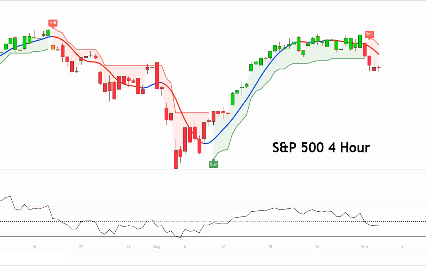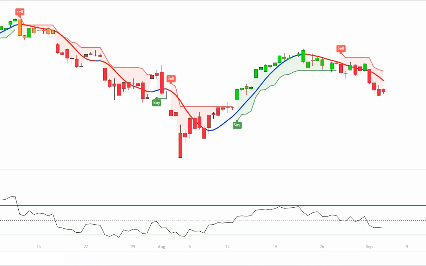S&P 4-hour chart here, and it remains negative. Same thing here for the NASDAQ. NASDAQ momentum has remained negative. RSI's in the negative region here in the 4-hour time frame.